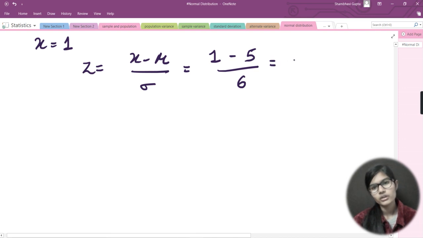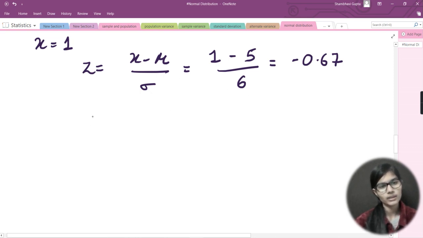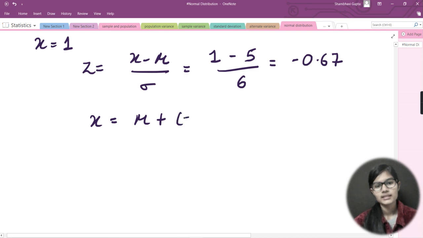So this is going to result in minus 0.67, because this would be minus 4, and when I divide it, it is going to give me minus 0.67 when I'm rounding off to 2 decimal places. So this is where I got the z score. The z score is this. And now I'm going to apply that formula, which was x is equal to mu plus z into sigma, right? This was the formula.